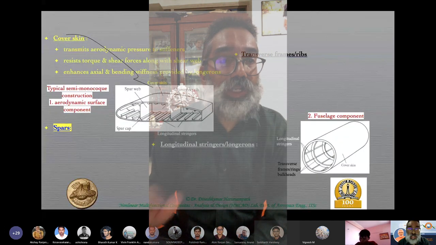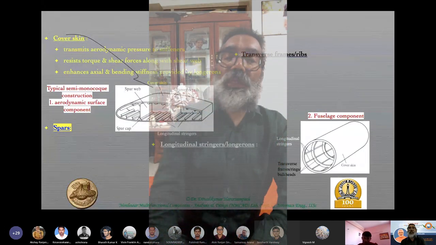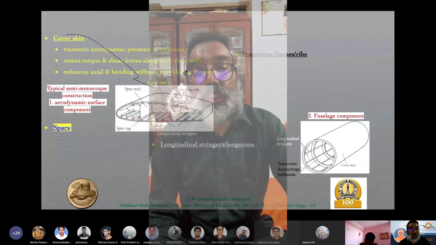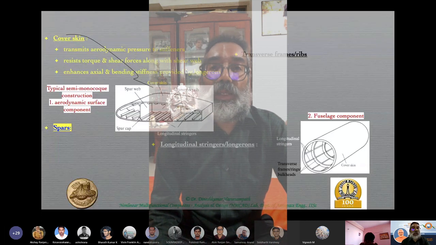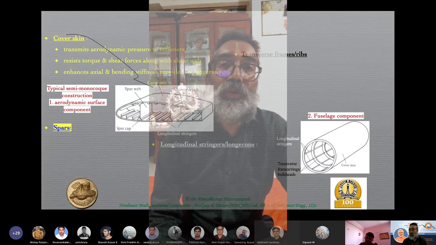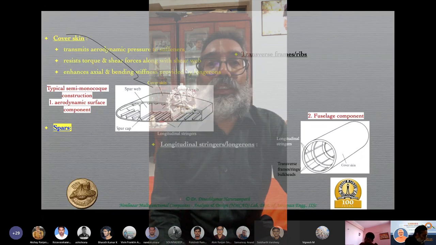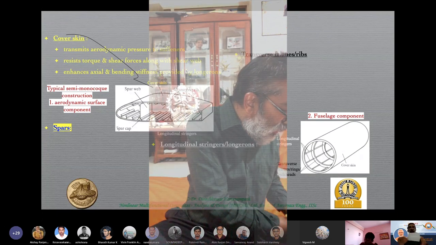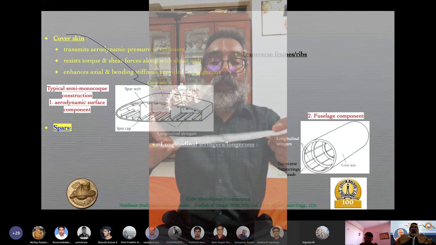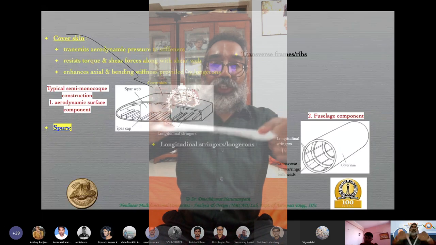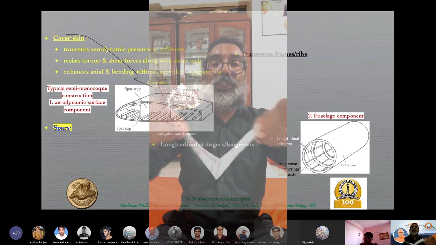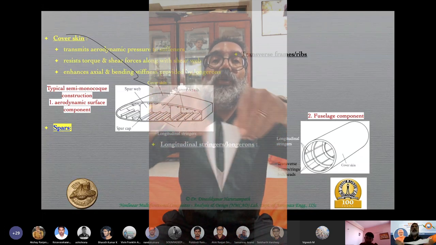So let's continue. We said that it partly transmits, partly resists. What does it transmit? It transmits the aerodynamic pressure and the shearing stresses to the stiffeners, including the spar caps, of course, not only the stringers. Then what does it resist? It resists because it's a thin shell. It's not good at resisting bending. If you have a very thin sheet of paper like this, you know that it can resist a good amount of tension, but it cannot take compression. And bending always involves both tension and compression, so it's not going to be good at bending.